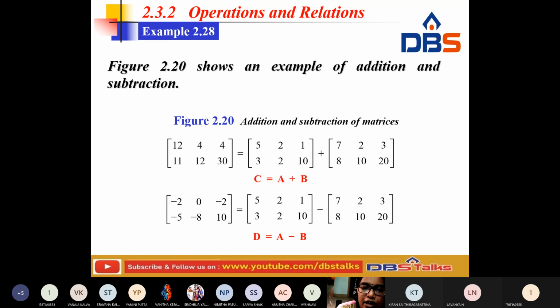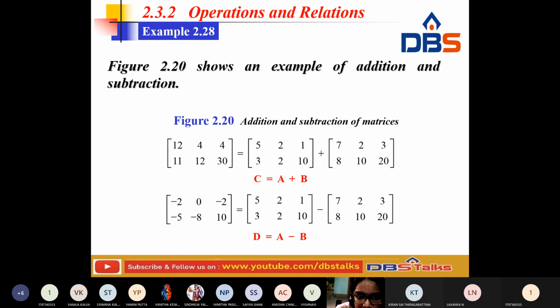We have to add the first row first element with the second row first element. That is, we add 5 with 7. If we add 5 with 7, what is the result? 5 + 7, that is 12. Next, you have to add the first row second element in the first matrix with the first row second element in the second matrix.